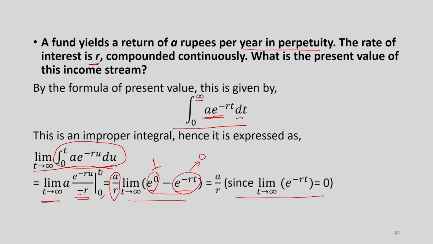Limit t goes to infinity, e to the power minus RT, it is actually equal to 0. So, the second part is 0, the first part is 1. Therefore, the answer is A divided by R. So, this is the present value of a fund which gives you A amount of money per year in perpetuity, and the interest rate is compounded continuously.